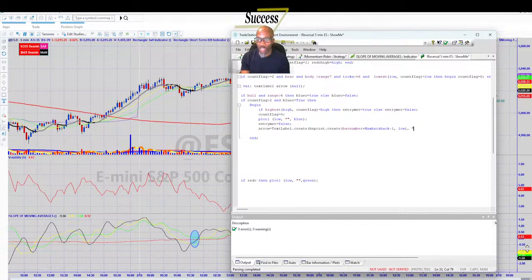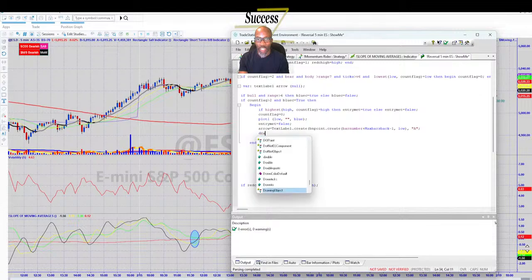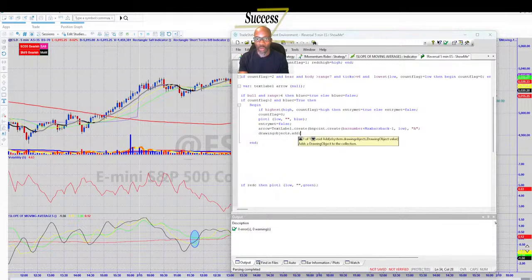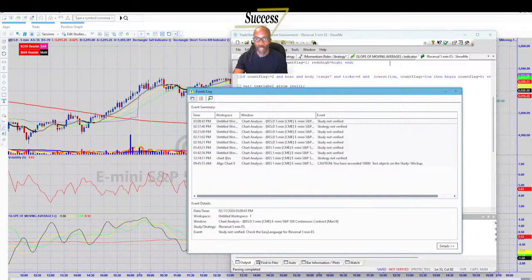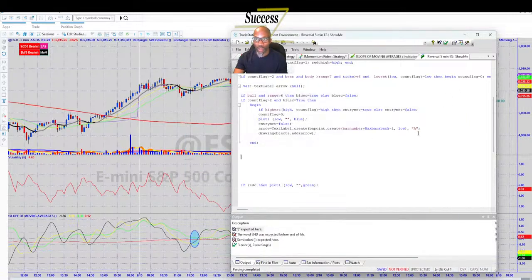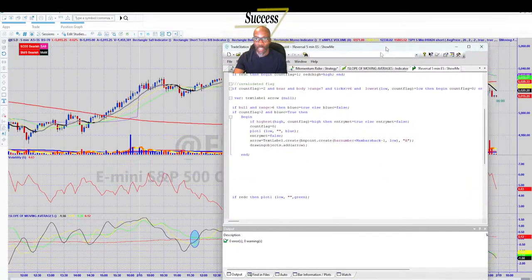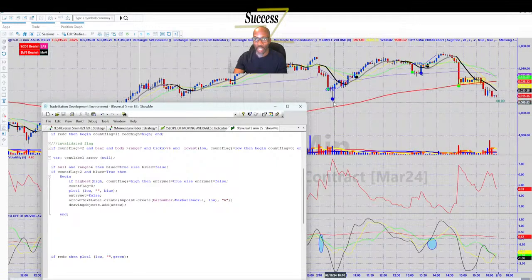All right, so we're just going to say A, right? And then we'll just do this to confirm that it works. And then we'll do drawing objects dot add, and then we are adding what? Arrow. Okay, and then we'll verify it. Oh, parentheses. We should get that somewhere around our entry. Yep. See how we got that A right there?